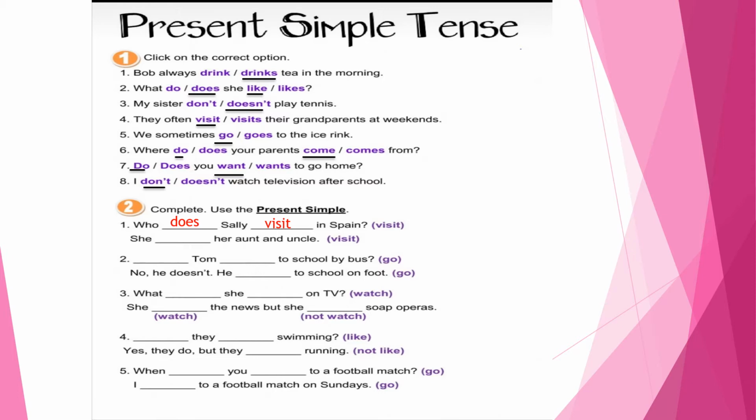Okay? The answer will be she, her aunt, and uncle. Your subject here is she. Okay, so you have to add to your verb s or es according to the end. So here you will add s only because it ends in a consonant. Number 2, Tom goes to school by bus.